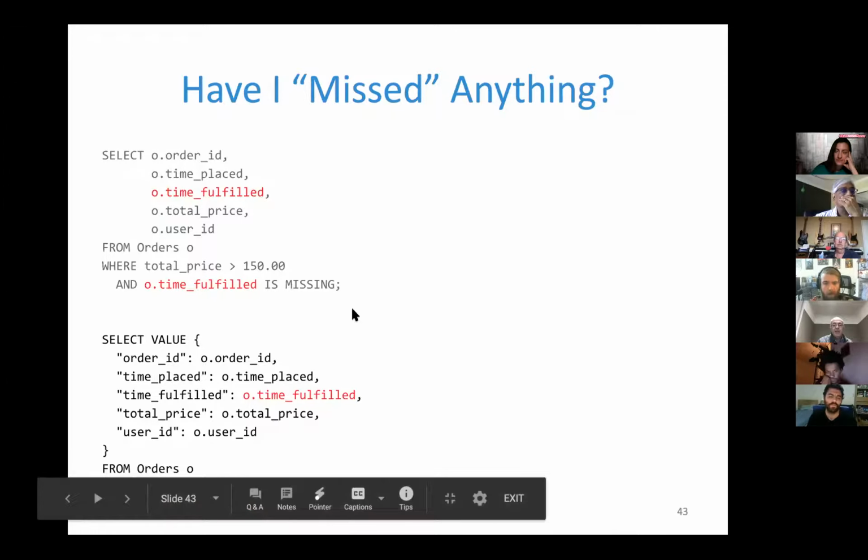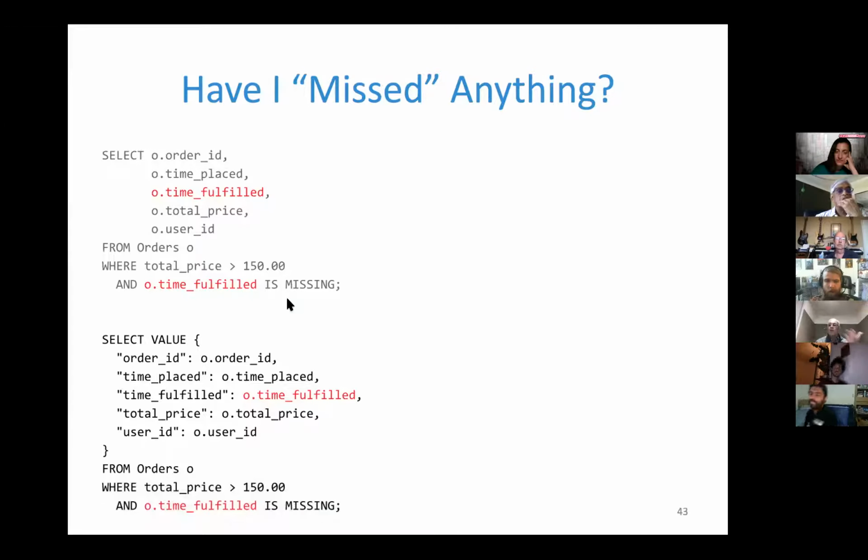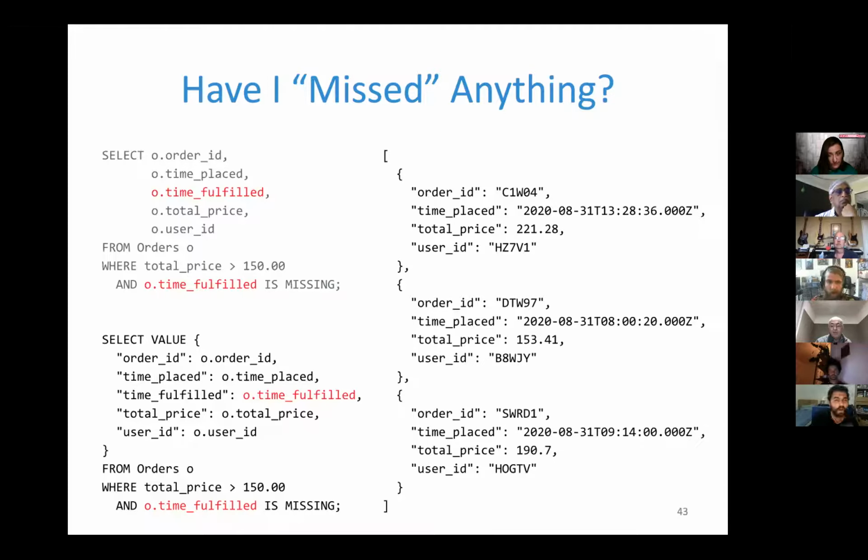What is happening is that when you have an object constructor that constructs an object out of field names and values, and the value is missing, that basically cancels out the construction of the field in the object itself. So we have this red O time underscore fulfilled in the object constructor in the select value, and the fact that it's there ensures that the object will only construct 4 fields because 1 was missing. So that's exactly the same result as before, just for the object constructor syntax.